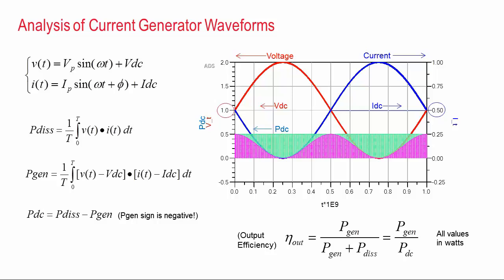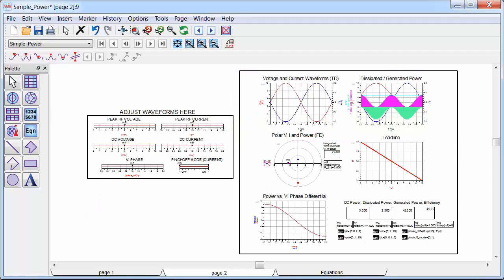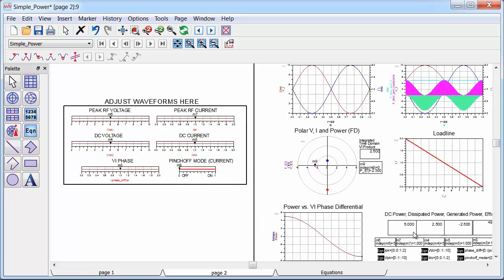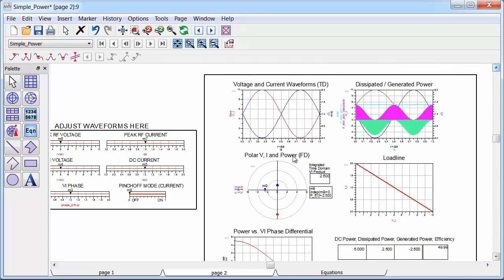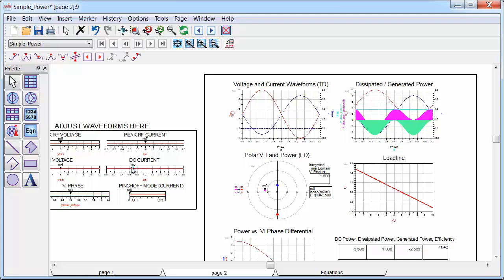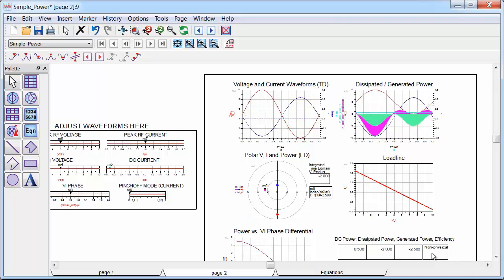At the output, the efficiency is defined as the generated power over the sum of the generated and dissipated power, or in other words, the generated power over the DC power, and this is often expressed as a percentage. So using the interactive waveform generator, which you can also download, it's possible to see what different types of waveform configurations will give you in terms of generated power, dissipated power, and efficiency. And it even tells you if a waveform is non-physical. In other words, it tells you if you have a waveform where the generated power exceeds the DC power, and this is a waveform that you can't actually build in the lab.